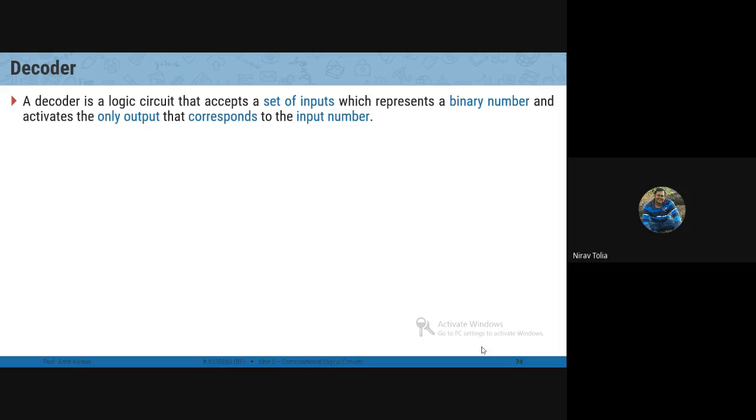Encoder and decoder are different from the multiplexer and demultiplexer. If you remember, in a multiplexer we have n numbers of inputs, but only a single output. And in a demultiplexer, we have only a single input, but numbers of outputs.